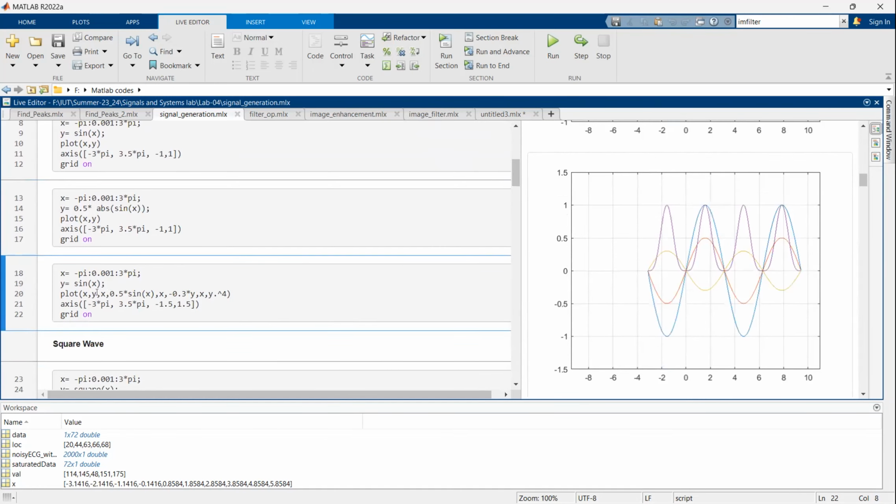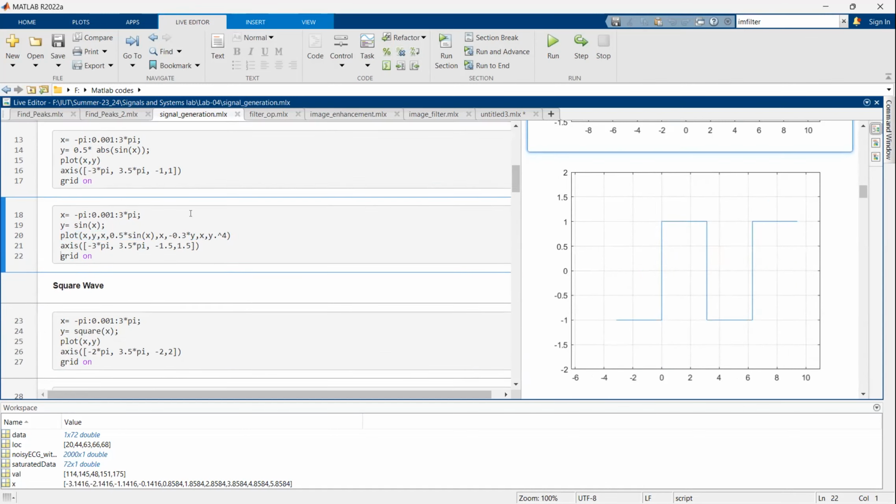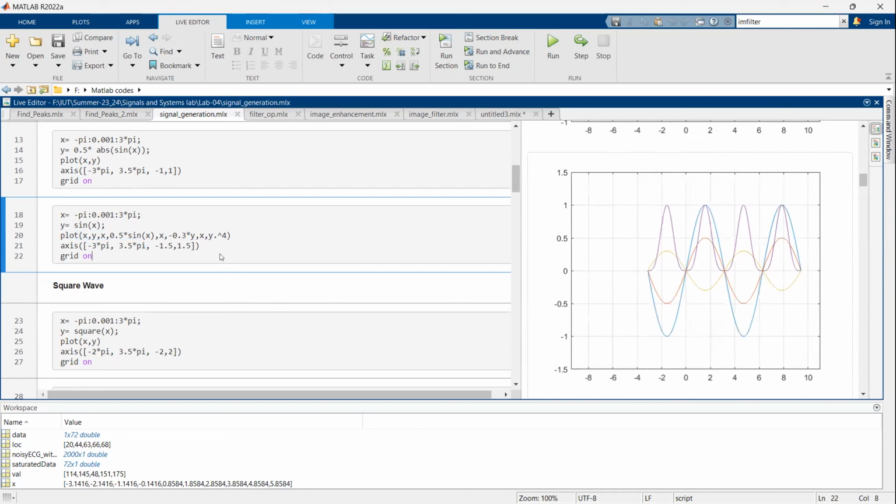In the same way, you can also plot multiple figures in the same plot. Now you can see first you have the sine wave, then 0.5 times the sine wave, then minus 0.3 times the sine wave, then y to the power 4. So you can see the different shapes. If you have a sine wave or cosine wave, you can generate any type of sine wave like this.